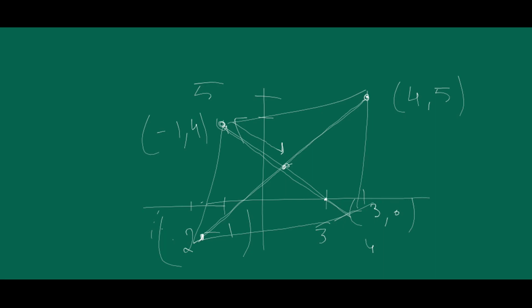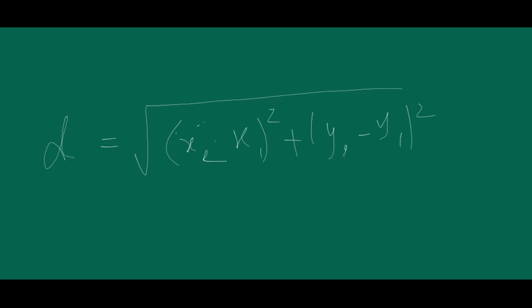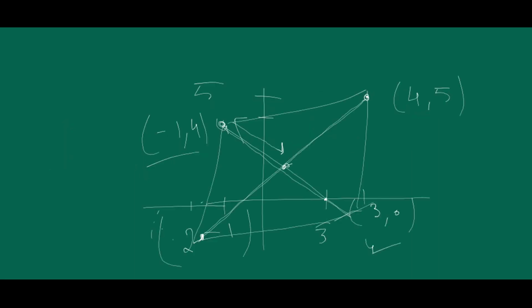So I'll apply the distance formula. That is, distance is equal to square root of (x2 minus x1) the whole square plus (y2 minus y1) the whole square. Okay. Now consider these 2 points, that is minus 1 comma 4 and 3 comma 0. Calculate the distance between them. Can you do that for me? Okay, let us do that together.